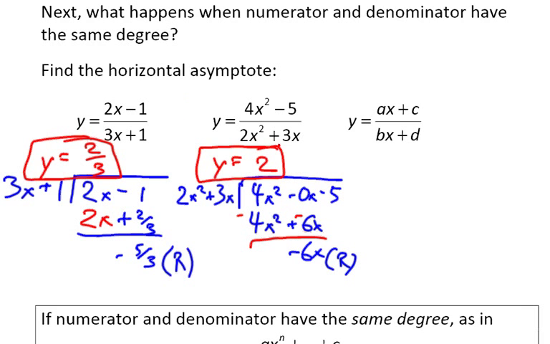The conjecture we came up with in class was that the lead coefficients determined the horizontal asymptote. 2x over 3x, that ratio is 2 to 3. The lead coefficients are 2 and 3. 4 and 2, 4 over 2 is 2. So we suspect that the last one is going to work out to a over b. Since it's a general case, this will prove that this pattern works.